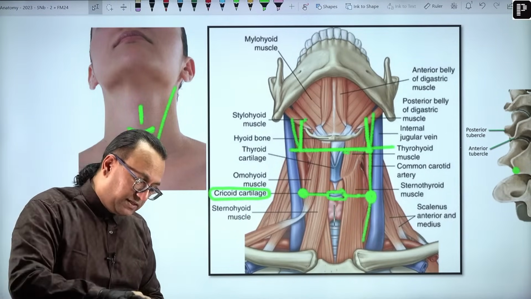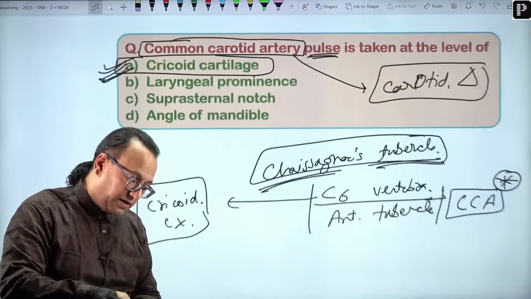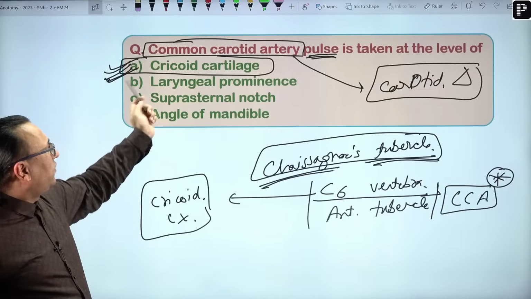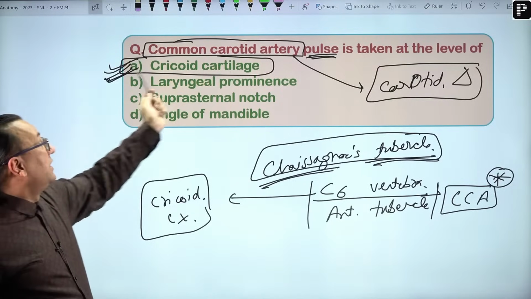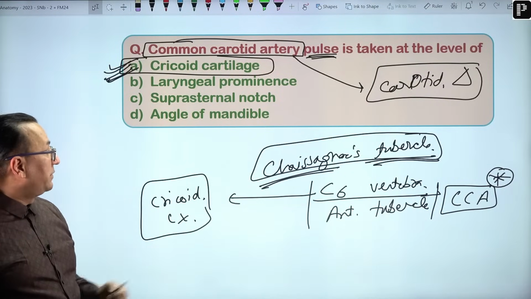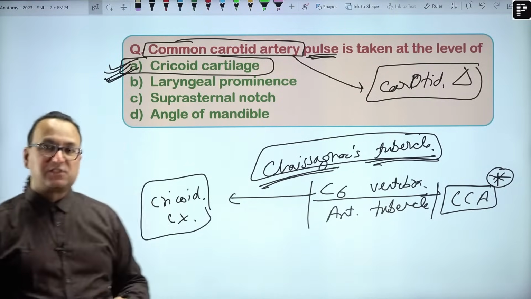So as we see this particular question, the only answer I can think of is, because it is common carotid artery, cricoid cartilage, C6 vertebra, compressing it on Chassaignac's tubercle.